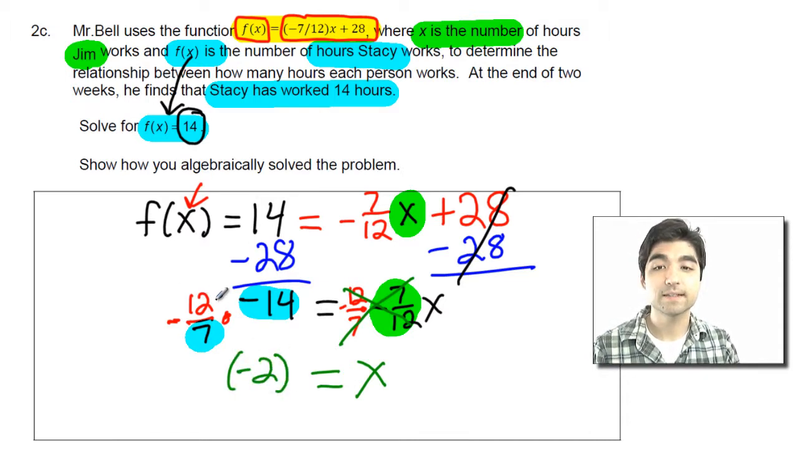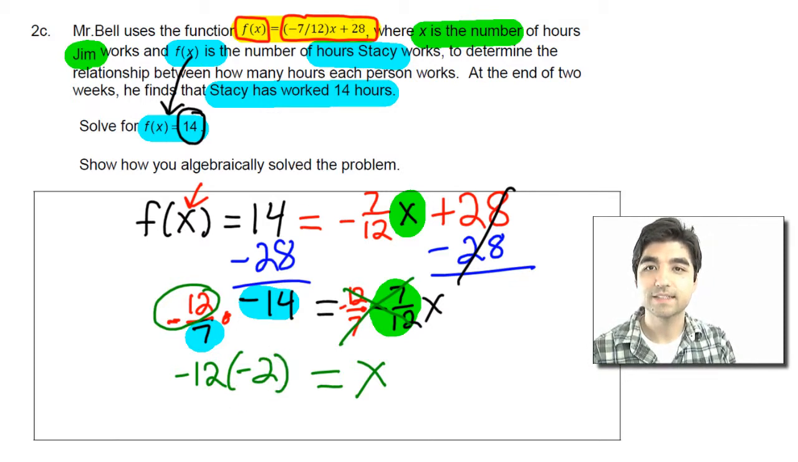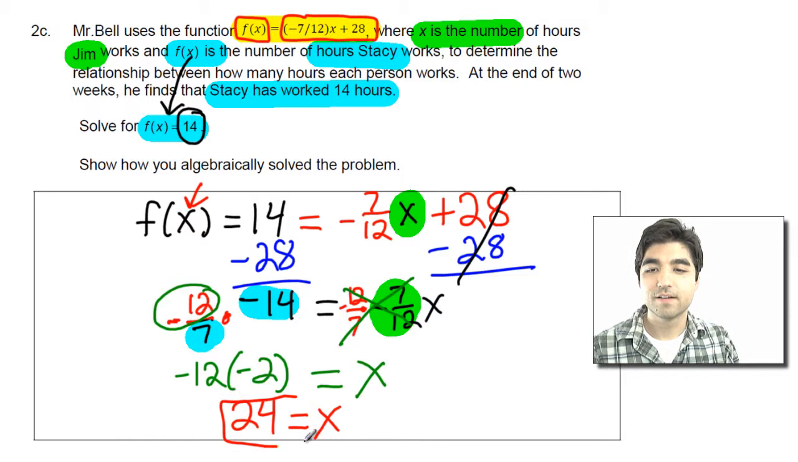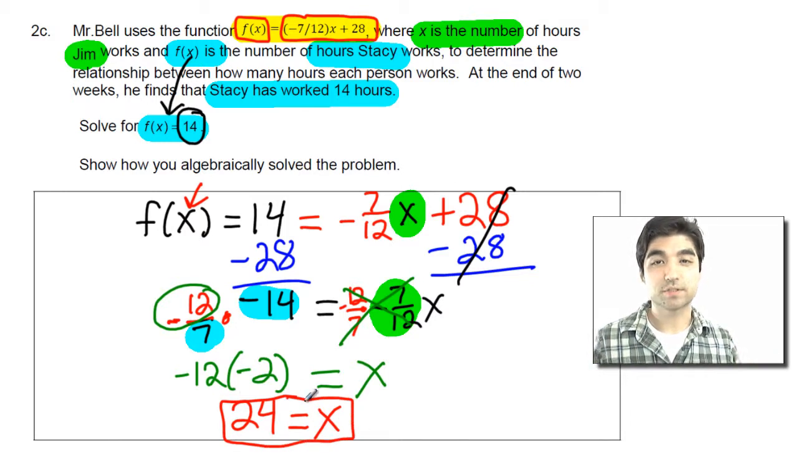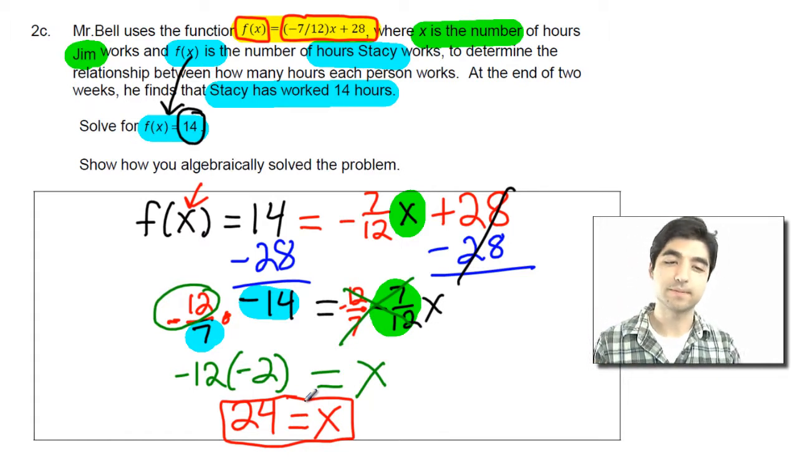And then we take that times the top number here, which is negative 12. So we got negative 12 times negative 2. That equals a positive 24. And that equals our x. So that's it for this problem. So that means that Jim worked 24 hours, which we need that information for the next problem coming up.